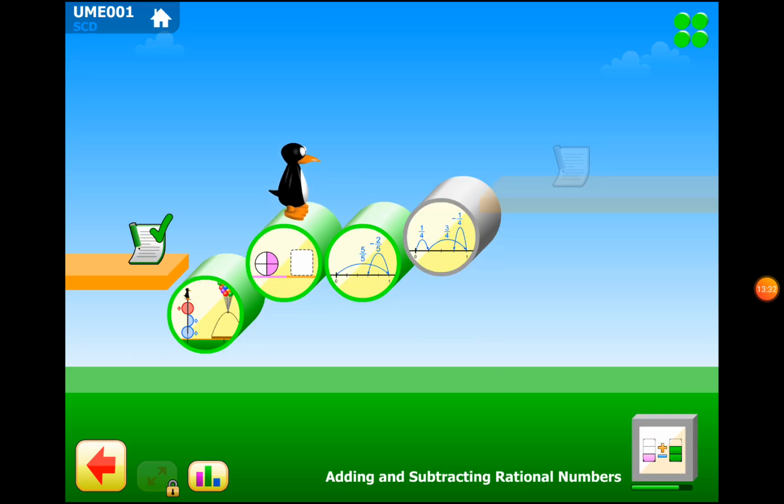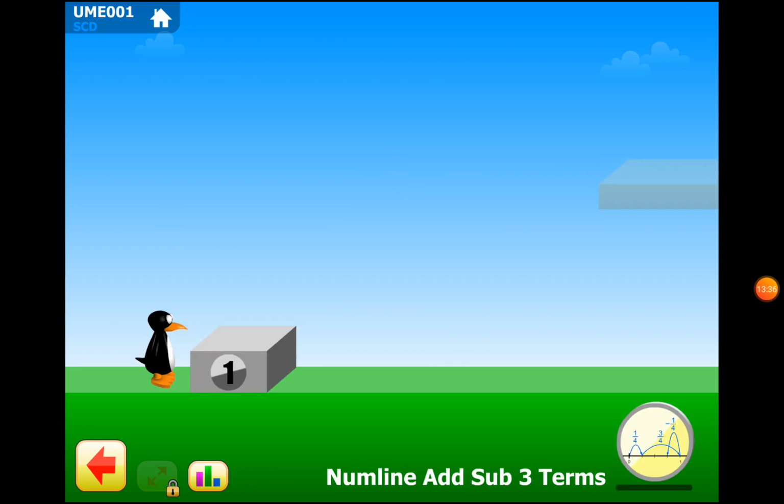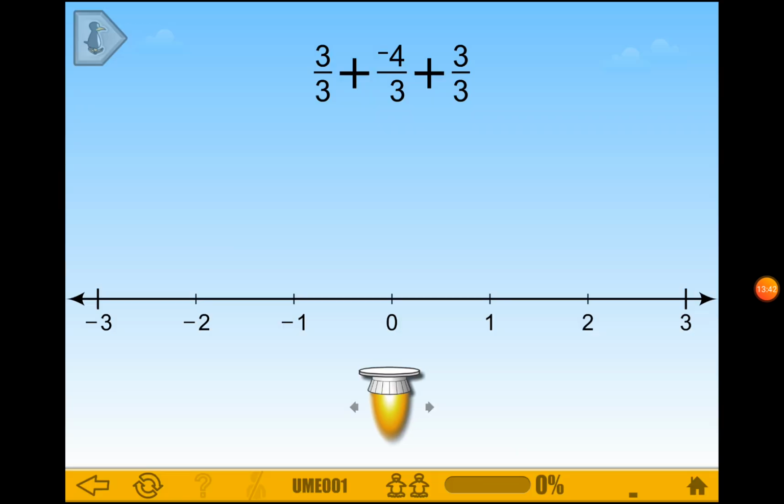Okay, now we're on the last one. This one only has like 5, so this was a little bit shorter than the other one. No, why did he keep on spelling number line incorrectly? It's not num line, it's number line. They need to improve this.